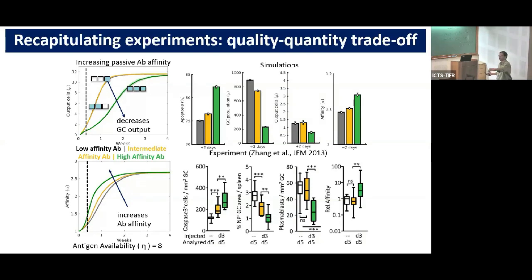They administered low, intermediate, and high affinity antibodies and observed the amount of cell death, the size of the germinal centers, the number of plasmablasts, or the cells producing antibodies that are secreted, and the quality of the antibodies.